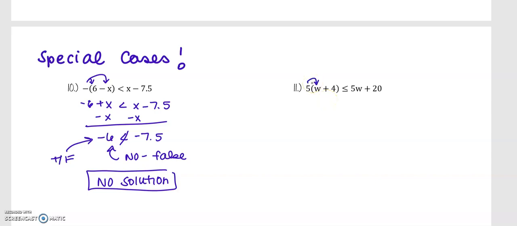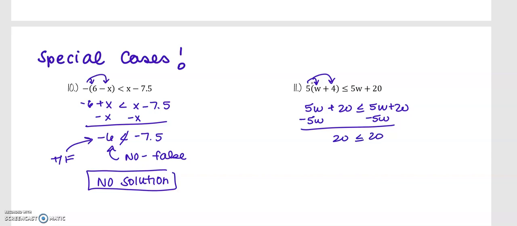I'll distribute the 5 first because I know to do that because of the parentheses. Combine like terms. We'll combine our variables. Notice when I combine, the variables disappear. And I'm left with this statement. And I want to figure out, is that a true statement or a false statement? 20 is less than or equal to 20. Well, that's true. So my answer is all real numbers. X could be, or W could be, any real number.